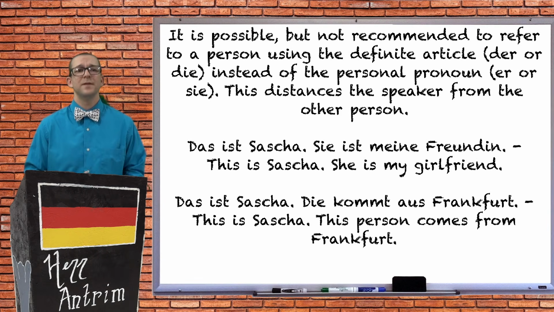You can also address people with der or die instead of using er or sie. If you use the article der or die instead of using the respective pronouns er and sie, you are expressing a distance between you and the person to whom you are referring with that word. For example, das ist Sascha, sie ist meine Freundin. This is Sasha, she is my girlfriend. Versus, das ist Sascha, die kommt aus Frankfurt. This is Sasha, this person comes from Frankfurt.